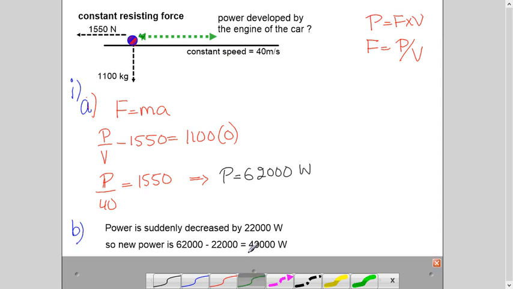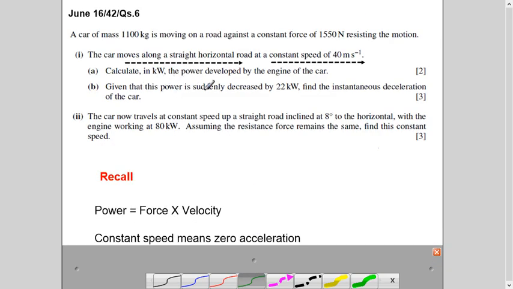Part 2. Now in part 2 it is saying that the power is suddenly decreased by 22 kilowatts. The reason is not given to you here. It is just suddenly dropped. You have to find the instantaneous deceleration of the car. Here you have to understand one thing: because it is a mathematical model, at that particular instant when the power decreases, it is considered that the speed is still the same, which is 40 meters per second. You must know in the syllabus it is written, these are mathematical models.